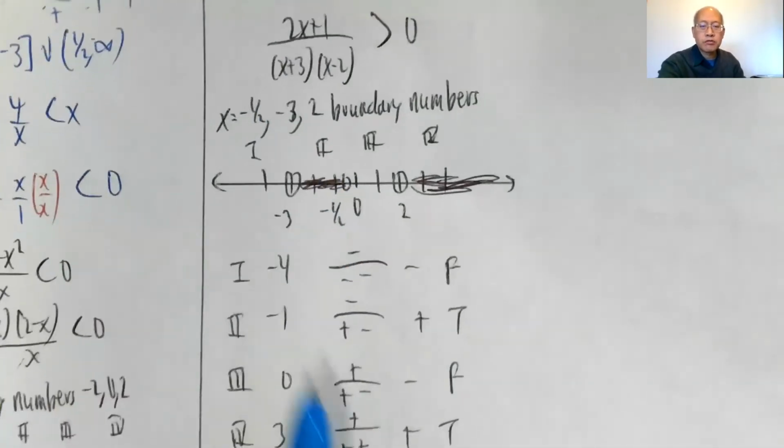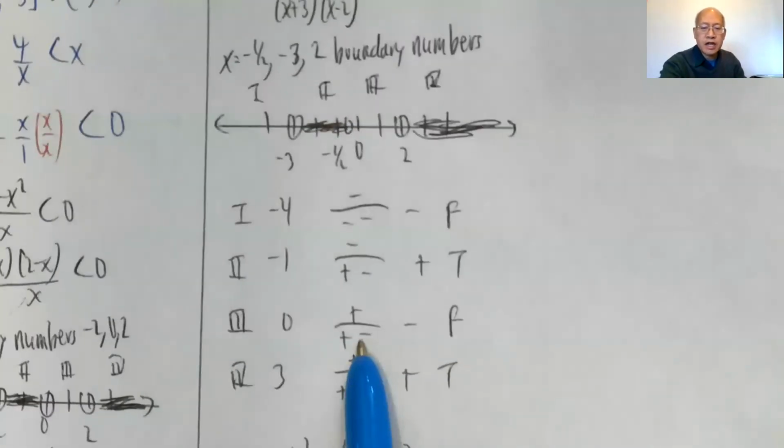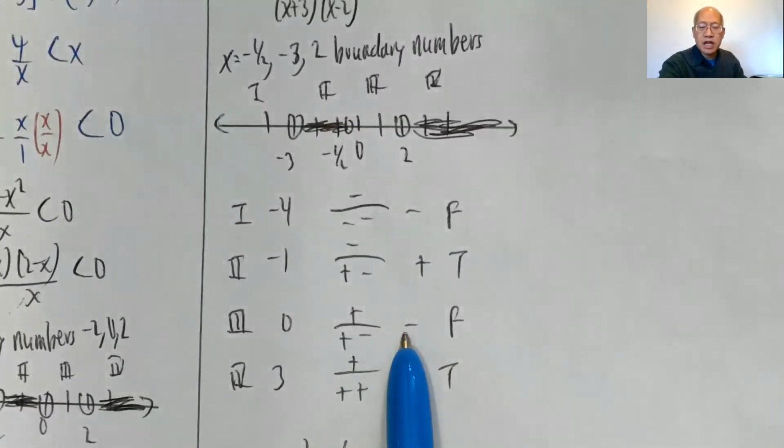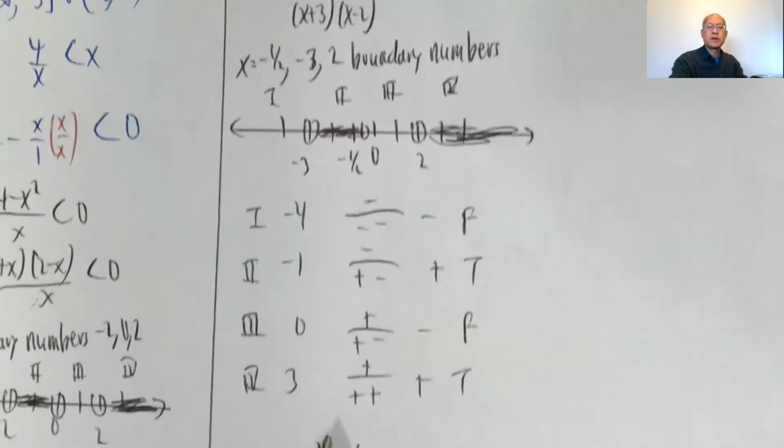Region 3, 0. 2 times 0 plus 1, positive. 0 plus 3, positive. 0 minus 2, negative. 2 positives and a negative, multiplying and dividing, leaves me with a negative. Negative greater than 0, that's false. Do not shade in region 3.